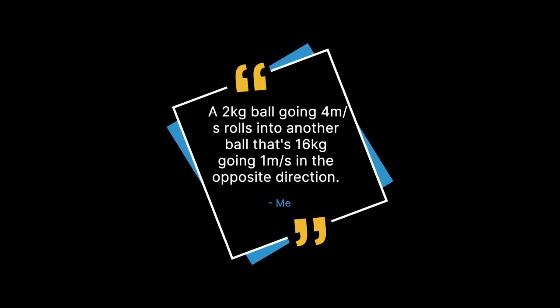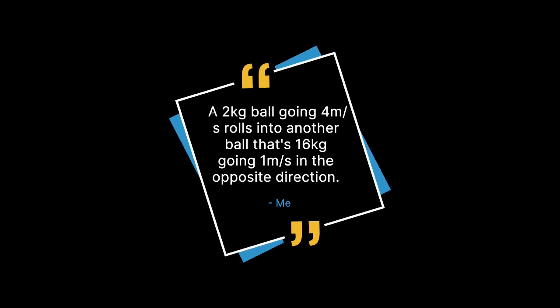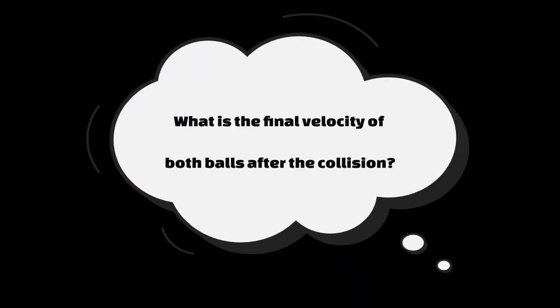A 2 kilogram ball going 4 meters a second rolls into another ball that's 16 kilograms going 1 meter a second in the opposite direction. What is the final velocity of both balls after the collision, assuming it's completely elastic?